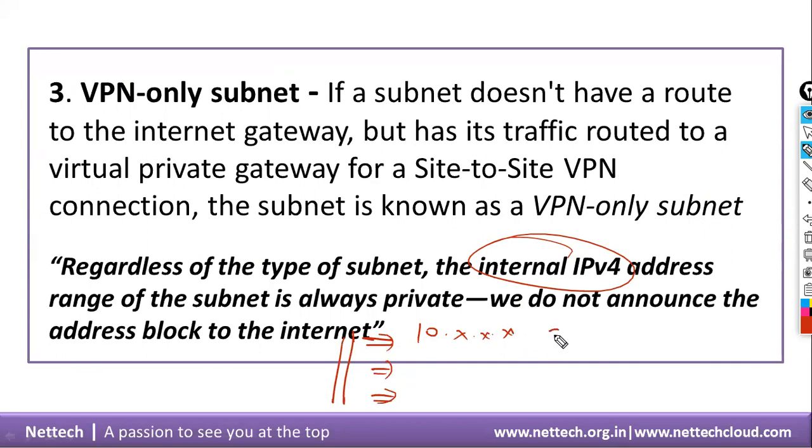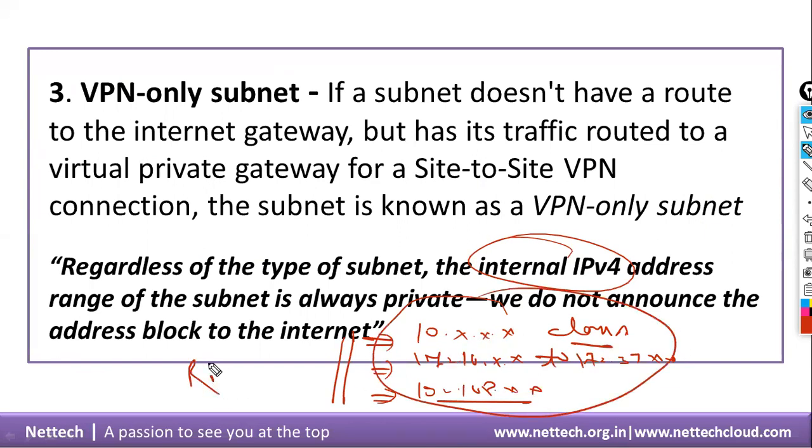So in class A, any IP starting from 10, and in class B, IPs starting from 172.16 to 172.31, and IPs starting from 192.168, they all are private IPs. They are all defined in Request for Comments number 1918, RFC 1918, and are non-routable over the internet.